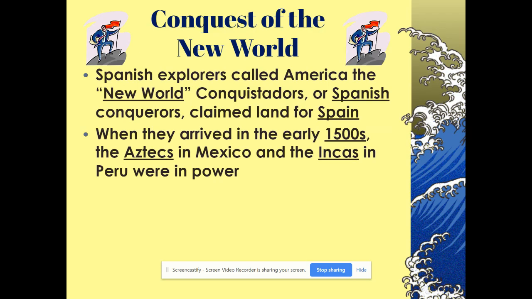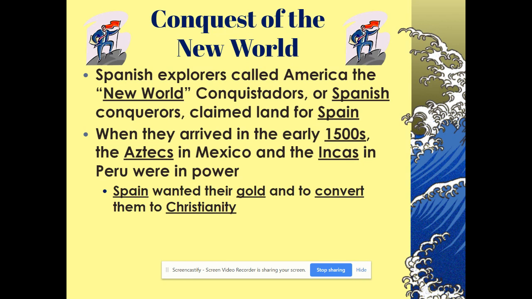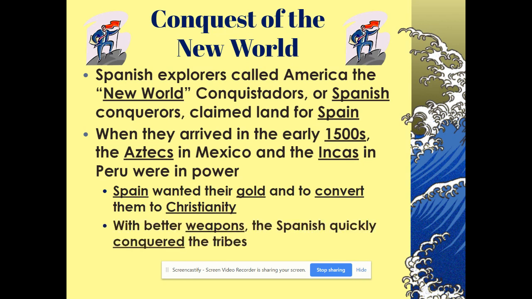When they arrive in what we consider South America in the early 1500s, they're going to go a little more to Central America for Mexico with the Aztecs, and then down into Peru and conquer the Incas. Spain wanted their gold. They wanted to convert them to Christianity. They had rifles at this point, and the Spanish quickly conquered these tribes. Now, these tribes had been living with their own hierarchies and their own economic system and trade for a long time. And now they're going to be oppressed by the Spanish populations.